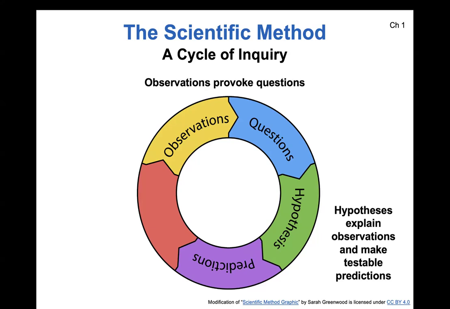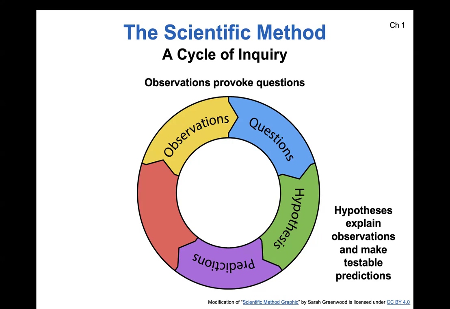It's reformulating the question. That leads to predictions because you say, okay, if we get this result, then that means that our hypothesis was correct. If we get a different result, then we have to reject our hypothesis and come up with a new one.